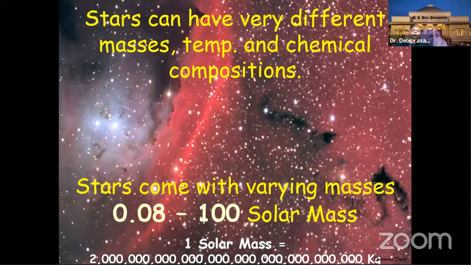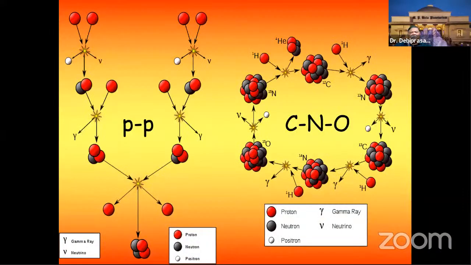In terms of mass, stars come with varying masses in the range of, say, 0.08 to 100 times the mass of the sun. 0.08 is the minimum mass needed for hydrogen to fuse. And for 100 times solar mass or more, the star will be so heavy that it cannot hold itself up against self-gravity and can collapse. Typically one solar mass means 2 times 10 to the 33 kilograms.